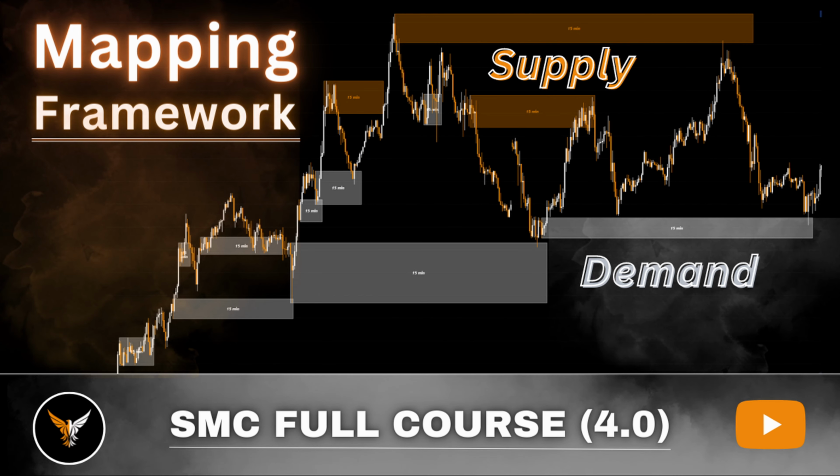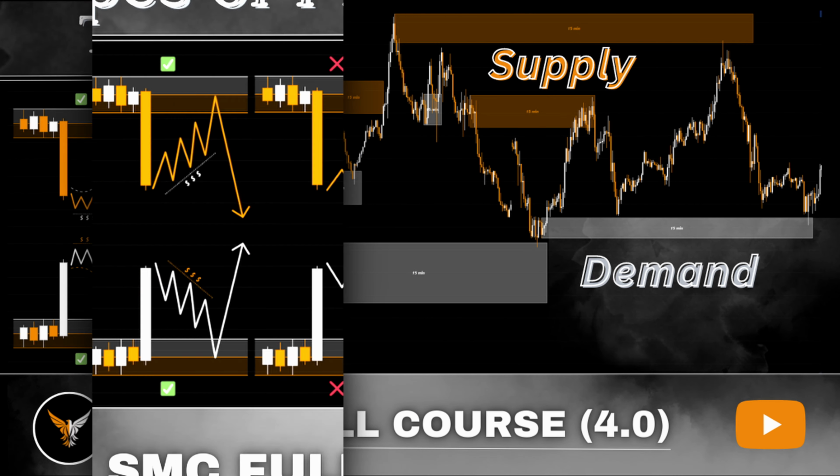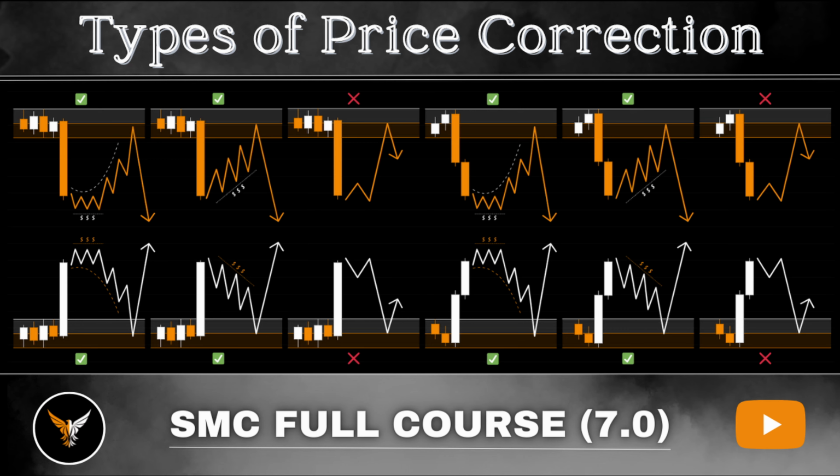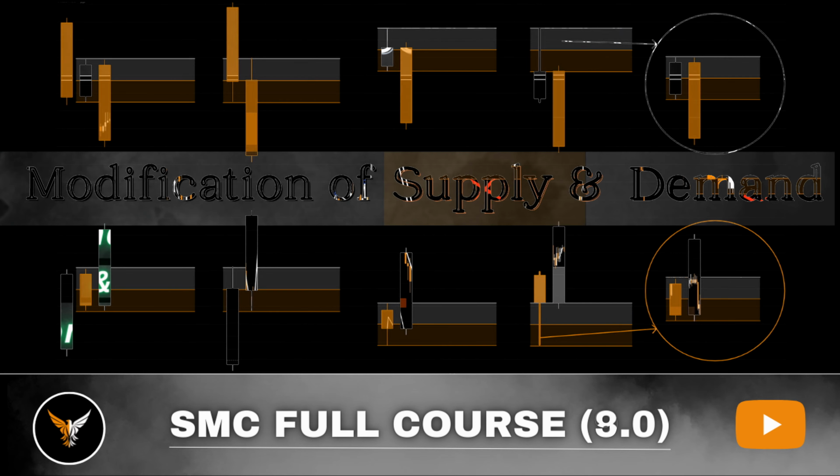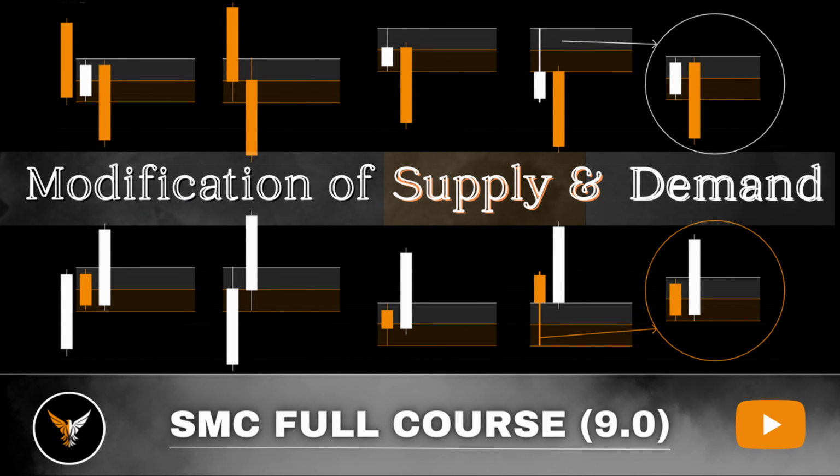How you have to map out the chart with supply and demand. What are the types of price correction? There are three types of corrections: the rounded, the V-shaped return, and the last one is corrective return. And the last one is the modification of supply and demand.